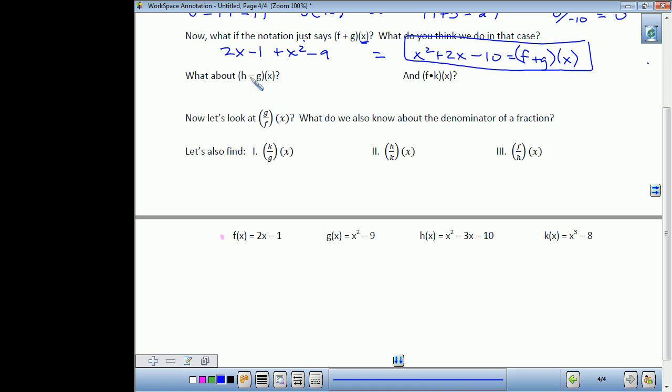Okay? To subtract them, same idea. You write h first. You subtract from that g. And when we subtract, we have to completely distribute the negative. So in this case, h minus g of x is equal to, the x squares are going to cancel. It leaves me negative 3x minus 1.